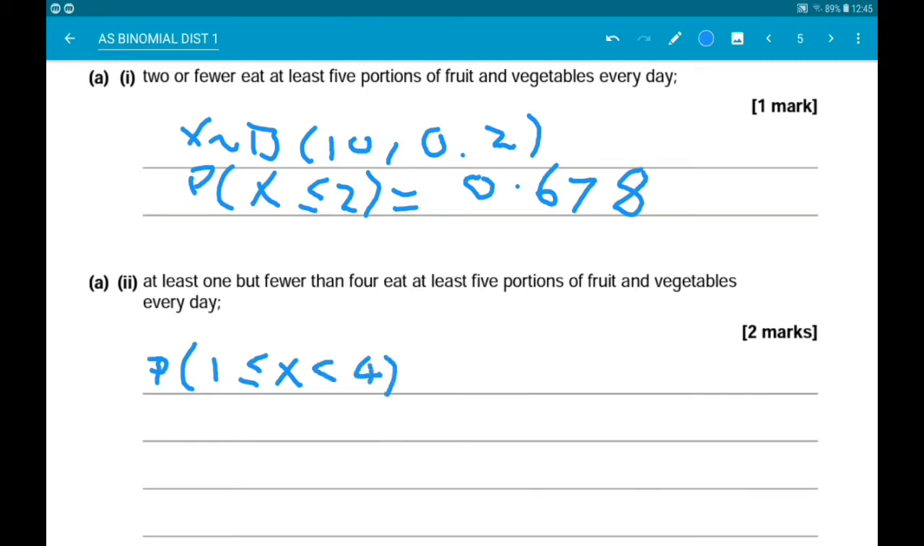So, for X to be less than 4, we want 3, 2, 1 and 0. So that's the probability X is less than or equal to 3. But X has to be at least 1, so it can't be 0. So we subtract the probability X equals 0.